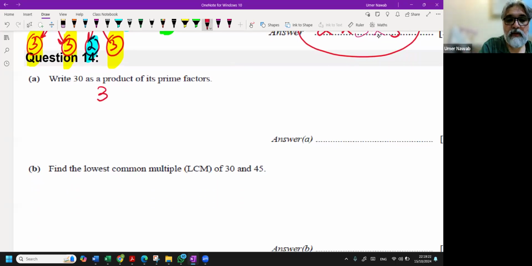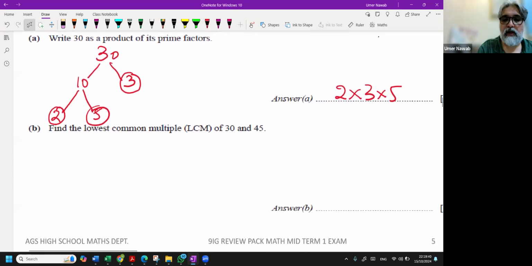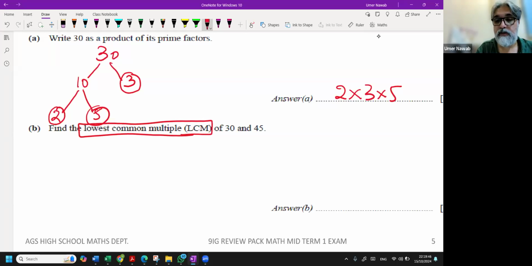30, I can write 10 and 3. 3 is a prime number, circle it. But 10 can be further factorized, 2 and 5, so 2 times 3 times 5. The next question is, I want to find the least common multiple. I'm going to explain your least common multiple in detail, inshallah.